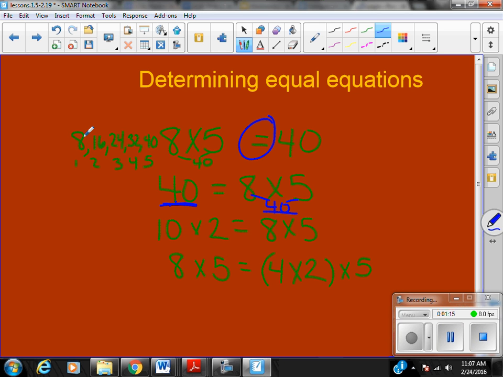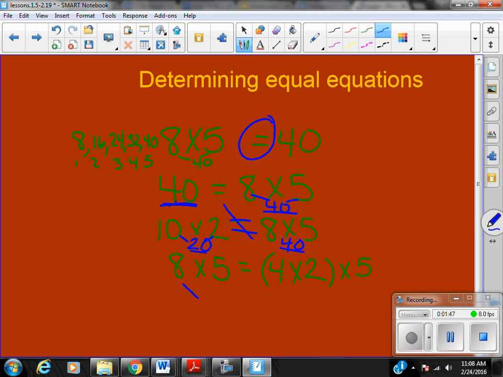Over here, I have 10 times 2. I'm going to work it out. 10 times 2 is 20, and this side, 8 times 5, is 40. Those two are not equal, so I would put a line through it. That equation is not equal because the two sides are not the same. So determining if it's equal means figuring out what the expression on one side equals first, and then seeing if the two numbers are the same. So 20 is not the same as 40. So this is actually the symbol for not equal.